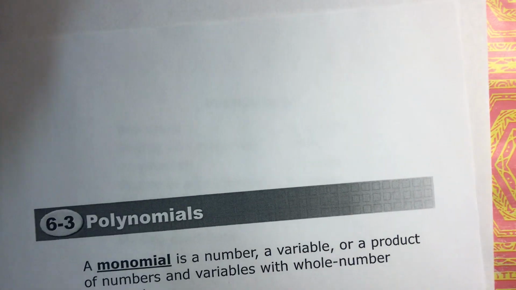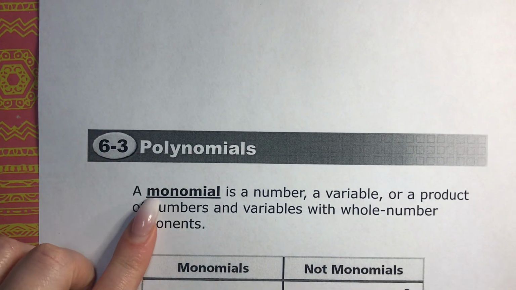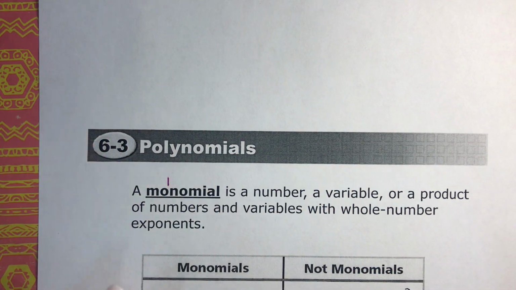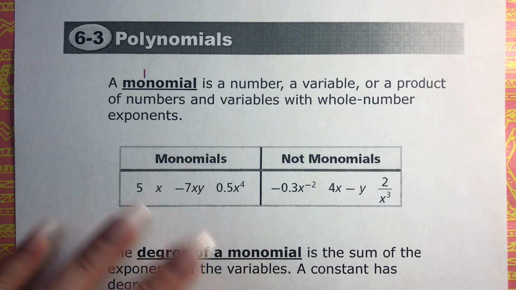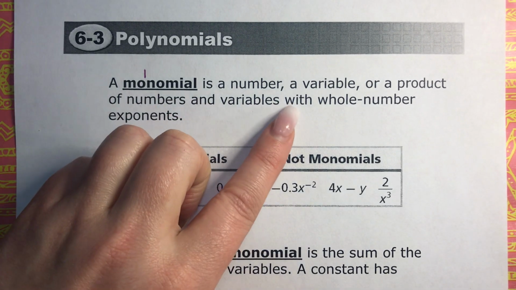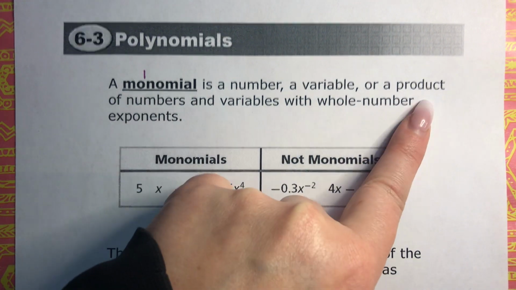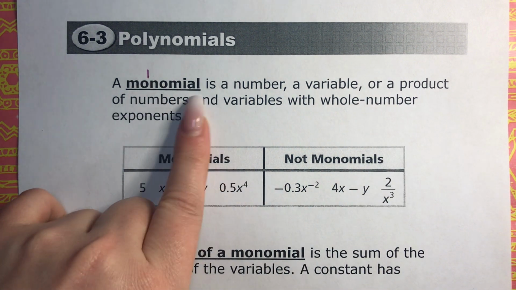So let's get started with the first one, monomial. Mono, if you know mono, that means one, okay? And so a monomial is a number, a variable, or a product of numbers and variables. Product means they're multiplied by each other. So that's numbers and variables multiplied by each other.